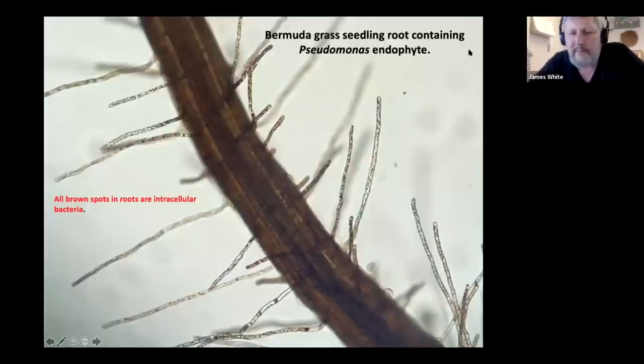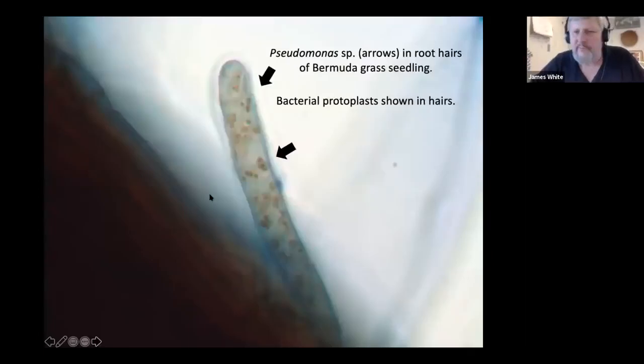Okay, this shows a bit later on. You can see the hairs, all the brown in there. This is stained for hydrogen peroxide. All that brown is bacteria in there. And if you look at the root itself, the little brown dots, those are bacteria inside there. These roots are filled with bacteria. This shows one of these root hairs. You can see all the little spherical shapes, those are the protoplast phases inside there. That's a pseudomonad. So that's Pseudomonas bacterium, a common soil bacterium, a common plant bacterium.